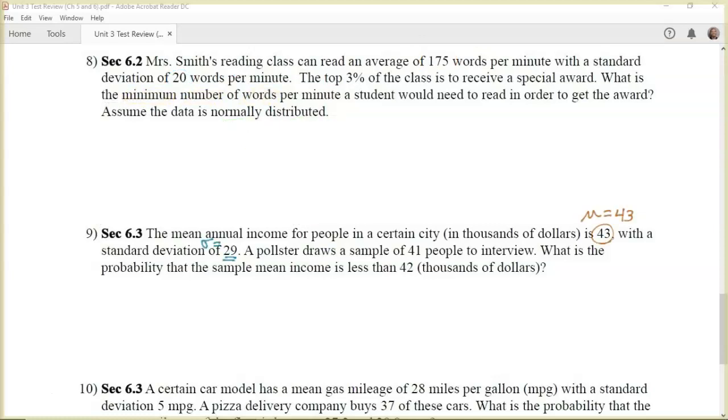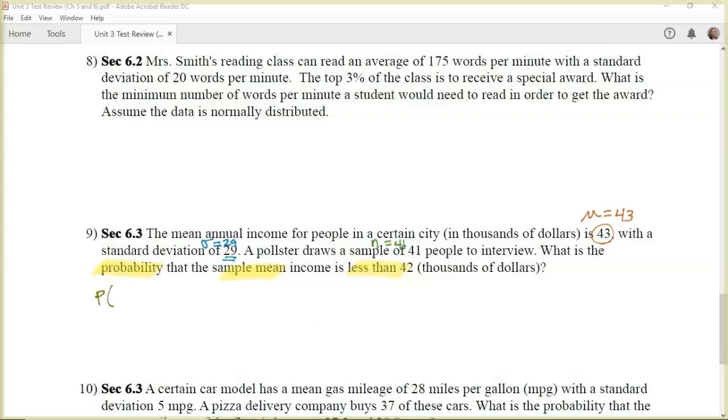All right, so our next example says the mean annual income for people in a certain city in thousands of dollars is 43, so mu is 43, with a standard deviation of 29, sigma is 29. A pollster draws a sample of 41 people. That means now we have a sample size. What is the probability that the sample mean income is less than 42,000? This is a little different because the previous two were about an individual. It wasn't about a mean for the distribution.